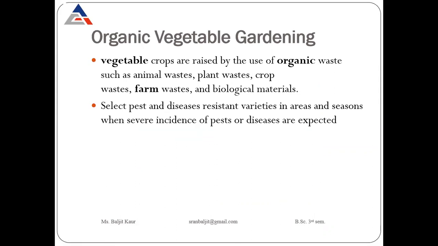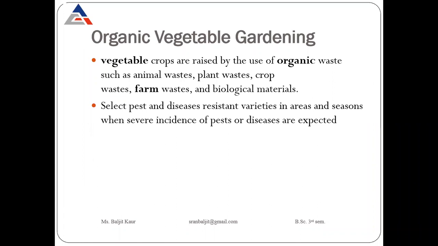Then organic vegetable gardening. Vegetable crops are raised by the use of organic waste such as animal waste, plant waste, crop waste, farm waste, and biological materials. So no chemical fertilizers or pesticides are added in the vegetable gardens, and only organic waste or manures are used to grow the vegetables, right?